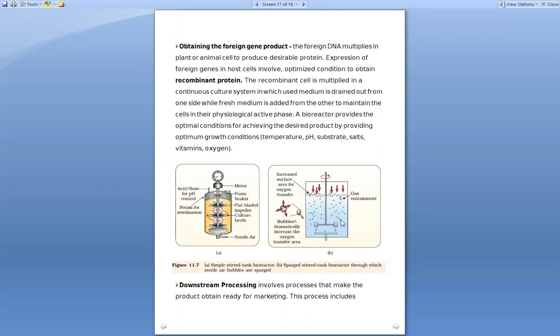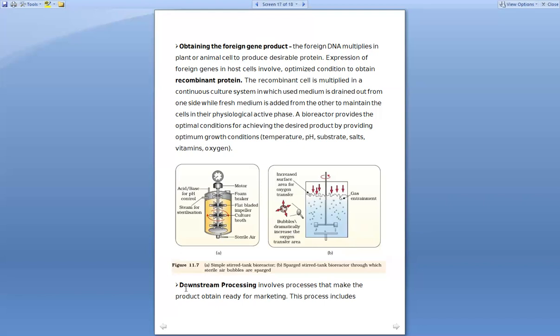And this is the second type, where you can see these blades, which are going to rotate. Where I'm showing the cursor, this portion continuously rotates and forms bubble-like structures, and through the formation of this increased surface area, the amount of oxygen increases, and for this reason the oxygen in the medium is proper, right? So through these two types of reactors, we are obtaining the foreign gene product, right?